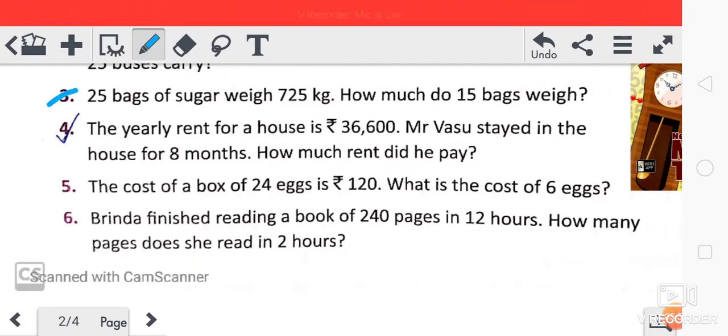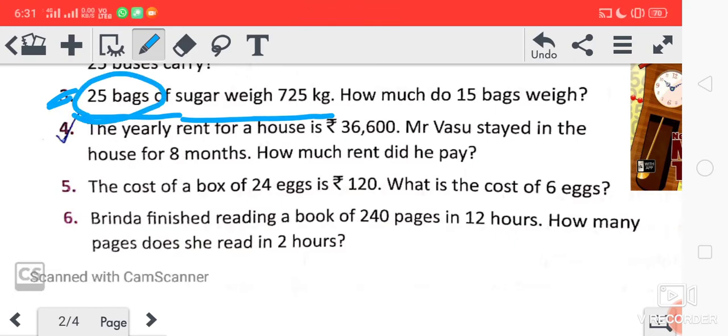Now come to question number 3. What is given? 25 bags of sugar weigh 725 kg. Look at here. How many bags are there? 25 bags. And it is weighing how much?